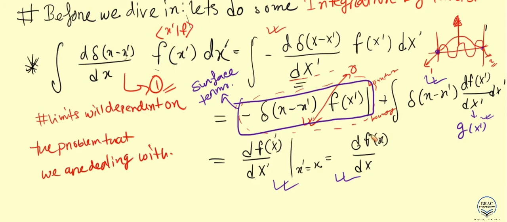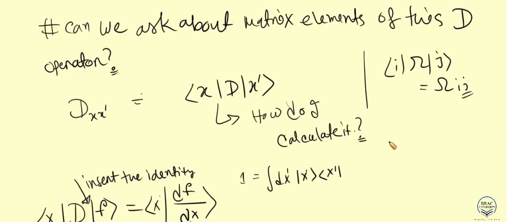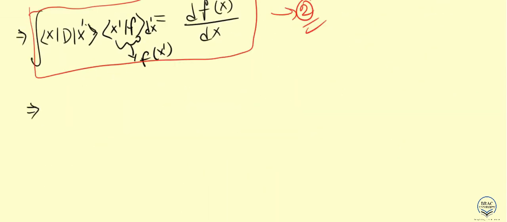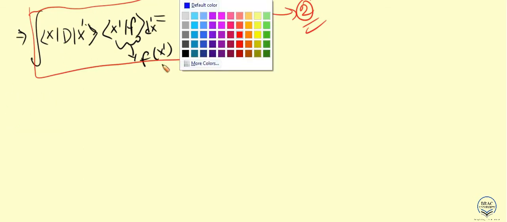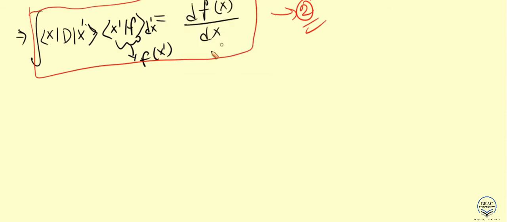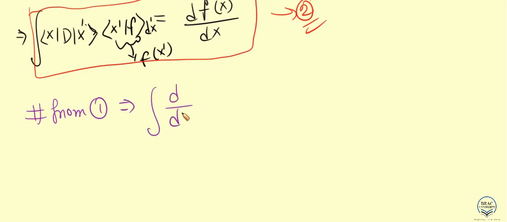And here on the right hand side, let me just write it down again so that the whole picture is clear to you. So our equation 1 was, let me just use another color because I'm using way too much red. So from equation 1, you can see that if you had this ddx of delta x minus x prime, then there was this f of x prime and there was a dx prime, right?